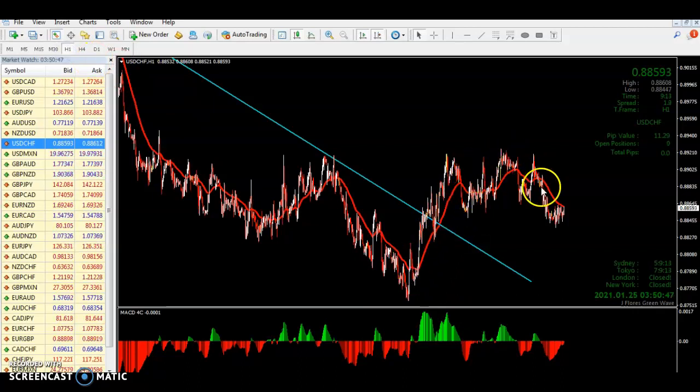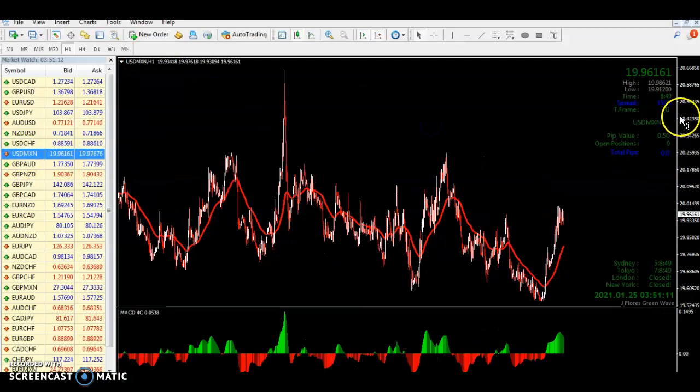Okay, so I will definitely wait until this move is over, down, and then look for buys. Don't try to sell it right here, okay? Because at any time it can just start going up. But after this move, we're expecting the market to break this high and keep going higher. Okay, on the USD CHF.